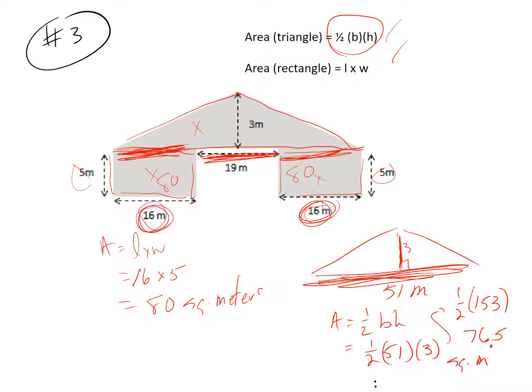So now we know the figure at the top, the triangle, is 76.5, so we can make some sense out of this whole mess. We have 80 square meters for each of the two rectangles and 76.5 for the triangle. 80 plus 80 is 160, plus 76.5 is 236.5. So the area of the entire figure is 236.5. And again, remember, it's area, so it's square meters. Done.